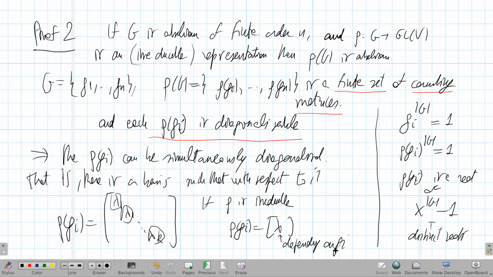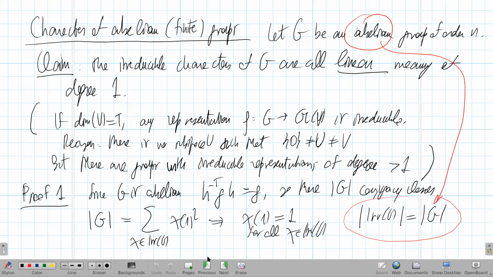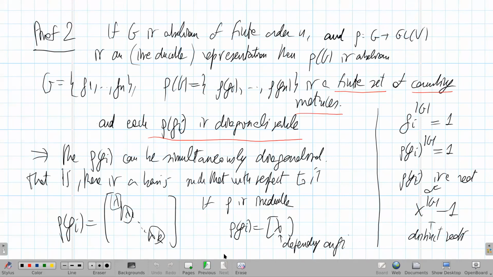So this is an alternative argument. It depends on purely linear algebra. No matter whether we use the first or the second argument, there's even a third argument, but we have found that the irreducible characters of an abelian group are all linear, of degree 1. And we are going to determine the irreducible characters of a finite abelian group.